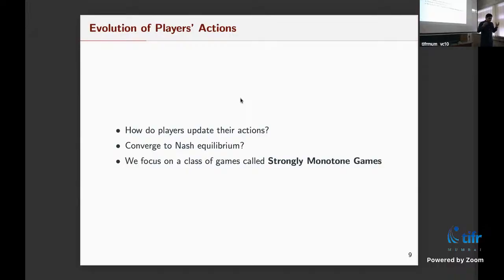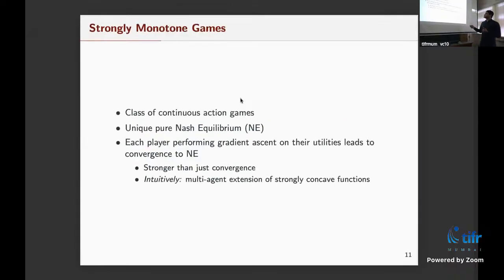To specify these, we focus on a class of games known as strongly monotone games. Strongly monotone games are a very nice class of continuous action games where there is a unique pure Nash equilibrium, and each player, if they just perform gradient ascent on their own utility, will eventually converge to the Nash equilibrium. But not just that, even stronger, intuitively they are the multi-agent equivalent of a strongly convex or strongly concave function. So not just convergence but exponentially fast convergence in the absence of noise.